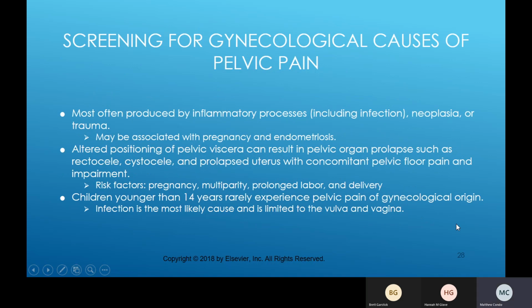When it comes to gynecological causes of pelvic pain specifically, again, I should have lots of associated signs and symptoms. Big ones we're going to see are things like prolapsed uterus. I could see an issue with the uterus itself, something like endometriosis or pelvic inflammatory disease.